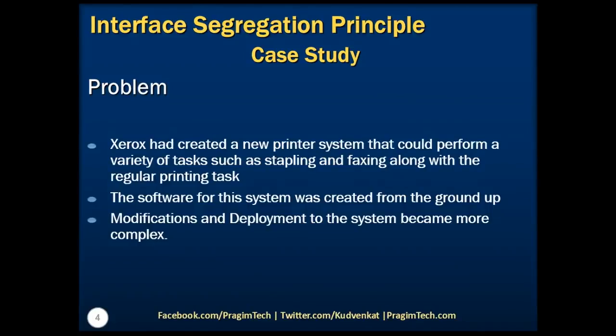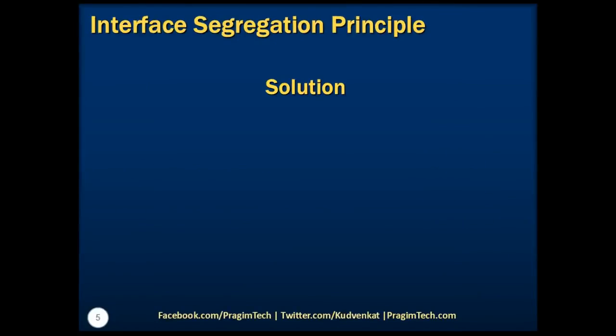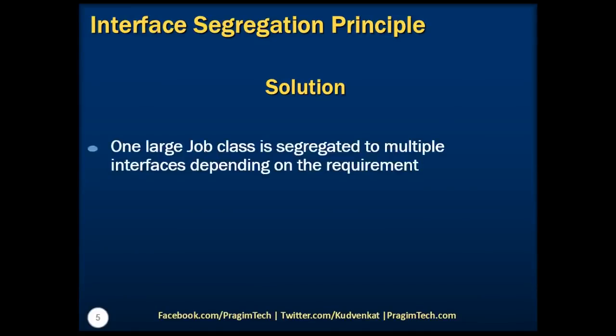To overcome this problem, Robert C. Martin suggested a solution to Xerox, which is called the interface segregation principle. Instead of having one large job class, a staple job interface and a print job interface were created that would be used by the staple or print classes respectively. This solution evolved into the interface segregation principle, which states that one large job class is segregated into multiple interfaces depending on the requirement.